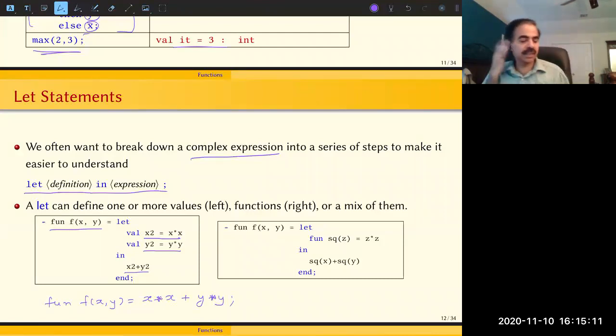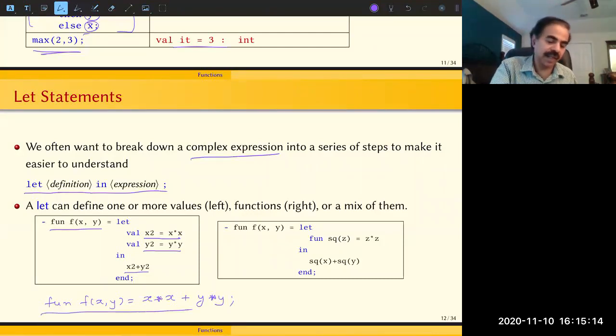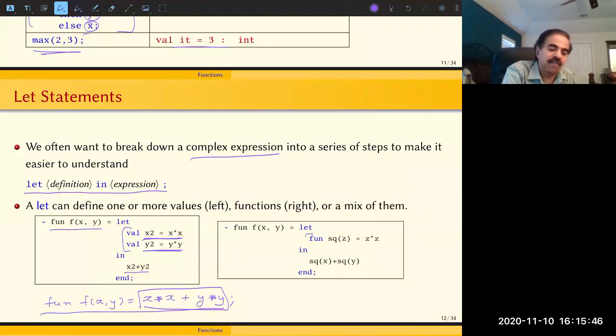So this is the meaning. It's just that instead of writing one long expression like this, we have broken it up into smaller sub-expressions. And of course, this expression is not so complex, and is not worth breaking into pieces like this. But when you write something more involved, you will definitely see the need to break down a complex expression into smaller pieces. Okay, and lets can be used to define values or functions, right?